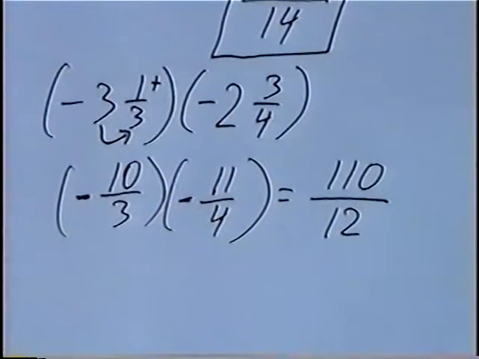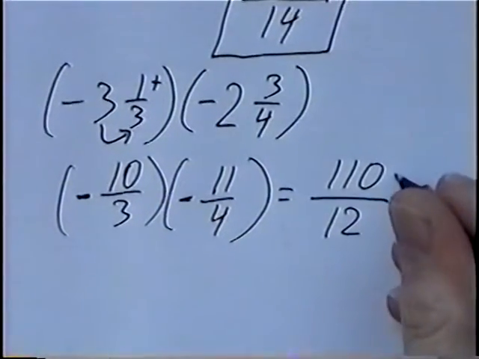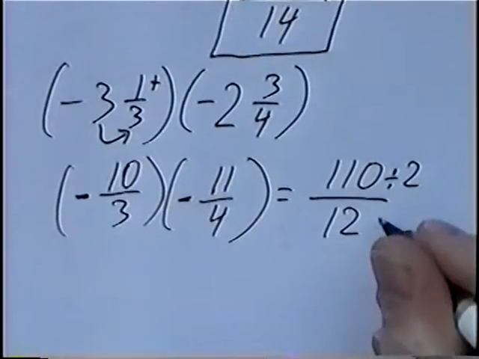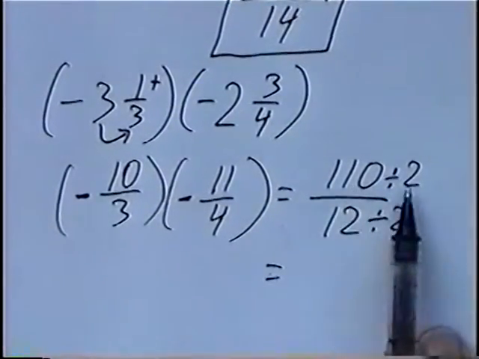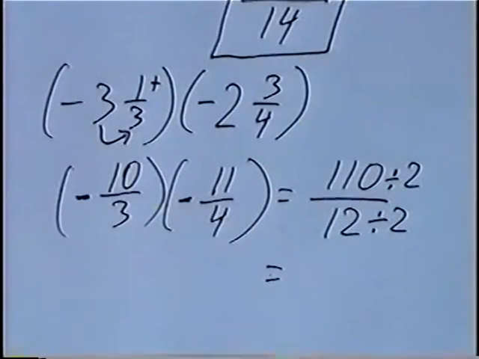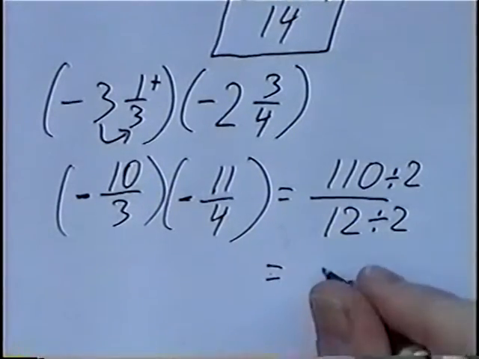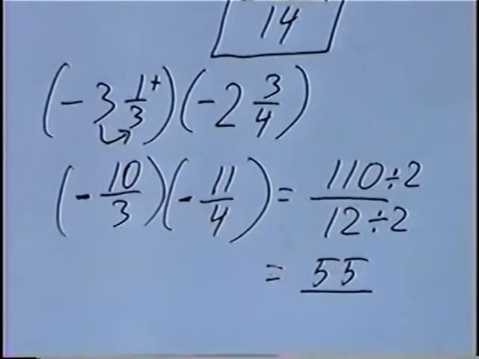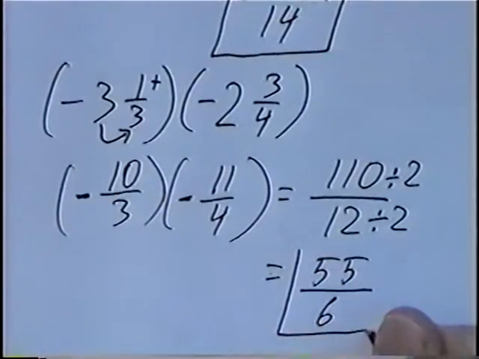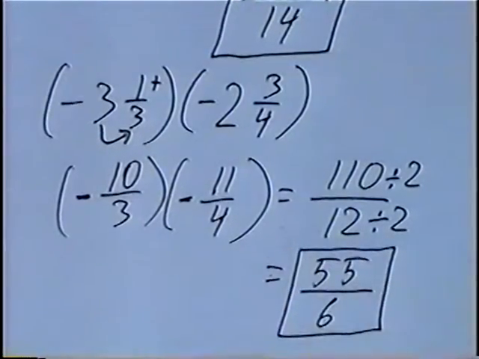Again, reducing fractions when possible. Since both of these are even numbers, we can divide by 2. 110 divided by 2 would be 55, and 12 divided by 2 would be 6. So our final answer, 55/6.